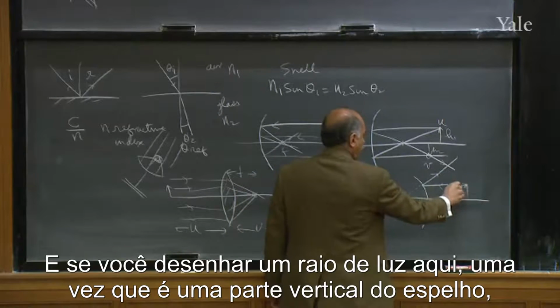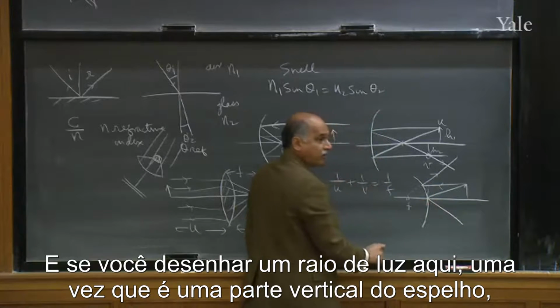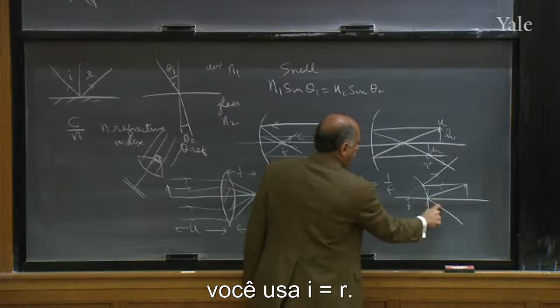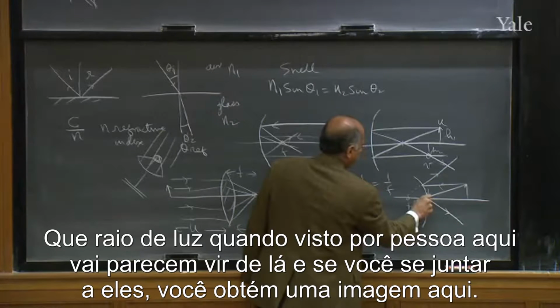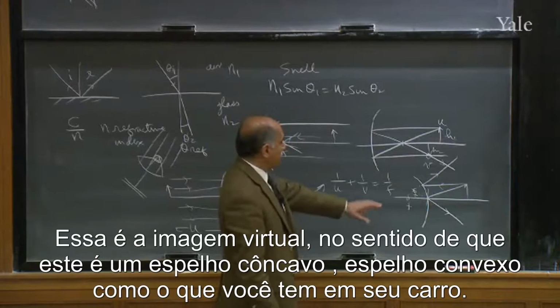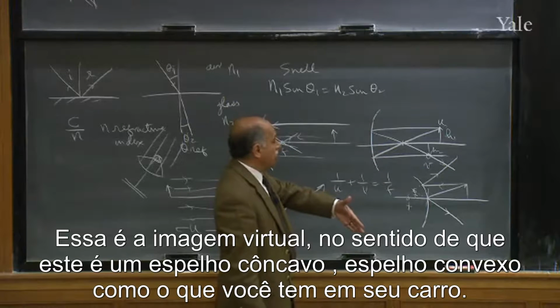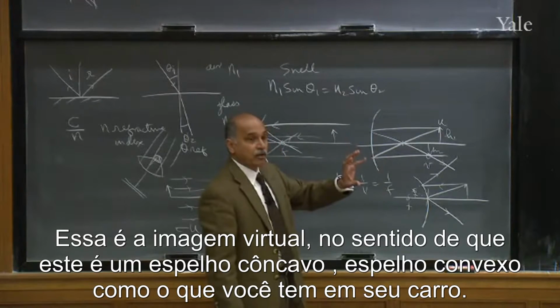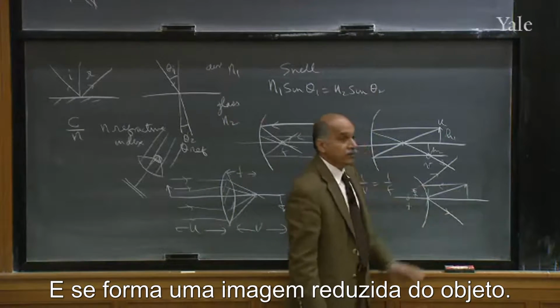And if you draw a ray of light here, since that is a vertical part of the mirror, you use I equal to R, that'll go off with I equal to R. That ray of light, when seen by a person here, will seem to come from there, and if you join them, you get an image here. That's the virtual image, in the sense that this is a convex mirror, like the one you have in your car. And it forms a reduced image of the object.